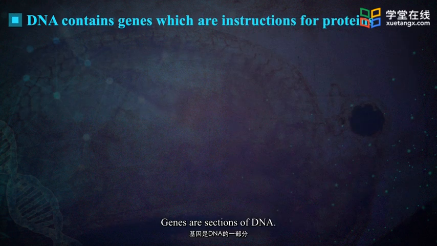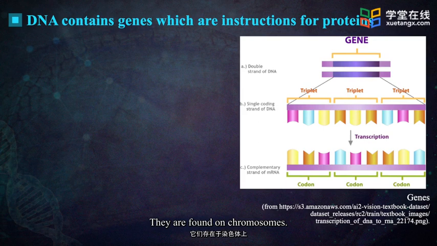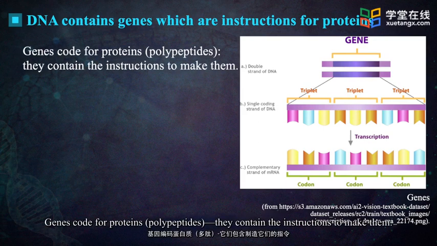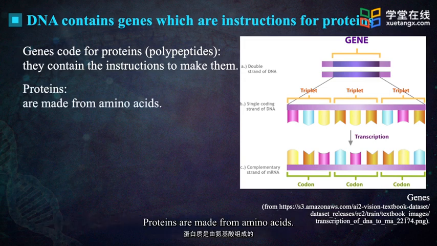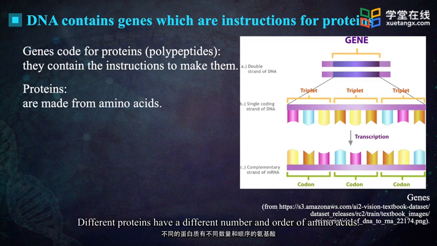Genes are sections of DNA. They are found on chromosomes. Genes code for proteins, polypeptides. They contain the instructions to make them. Proteins are made from amino acids. Different proteins have a different number and order of amino acids.